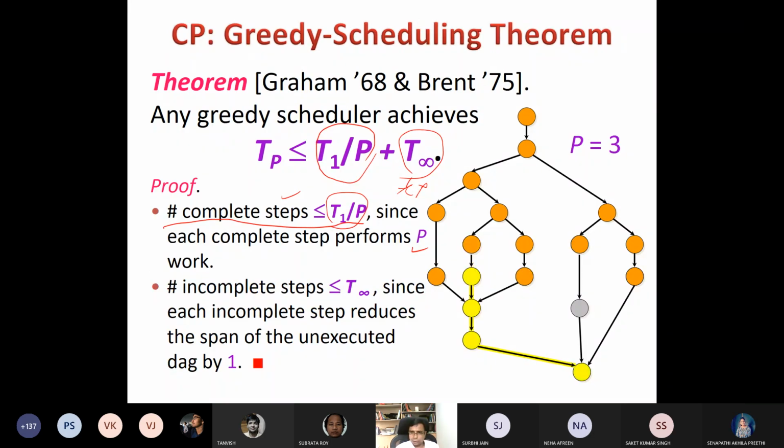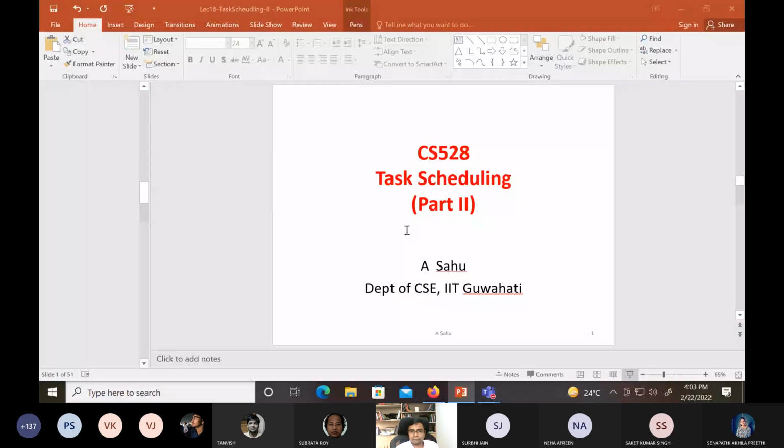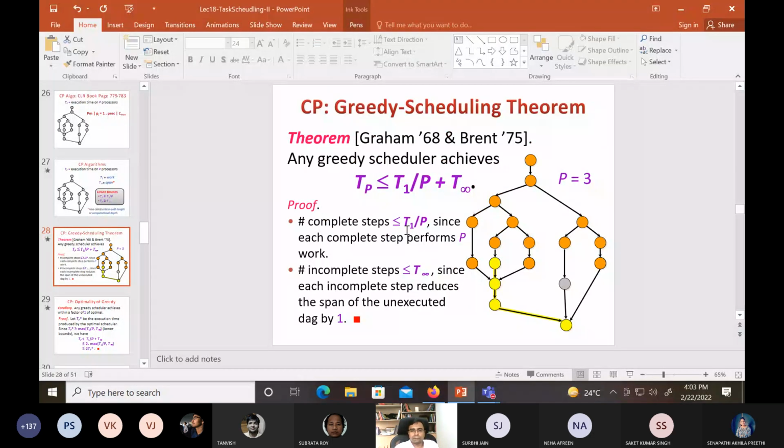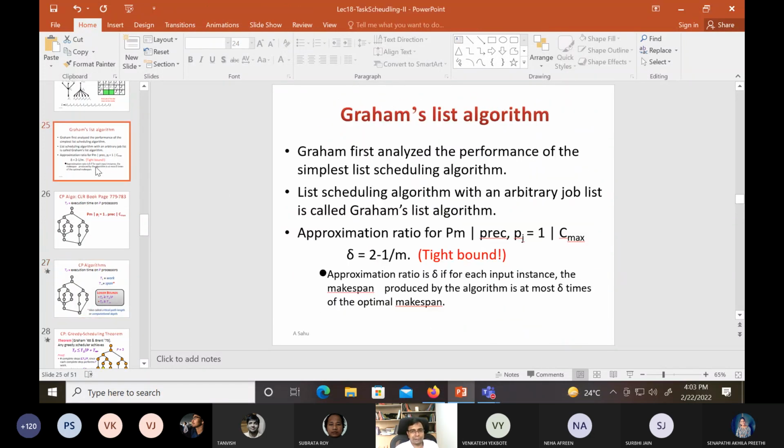Okay, if you don't have any questions, then we can. Hello, sir. Yeah. Sir, in list-based scheduling, why should we take the node which is longest from the sink? Why do we take that in list-based scheduling? We are trying to create a list.